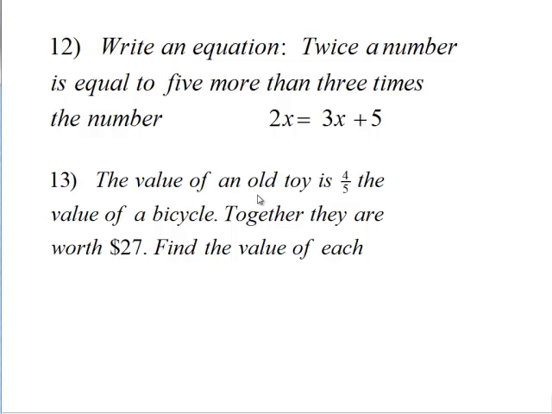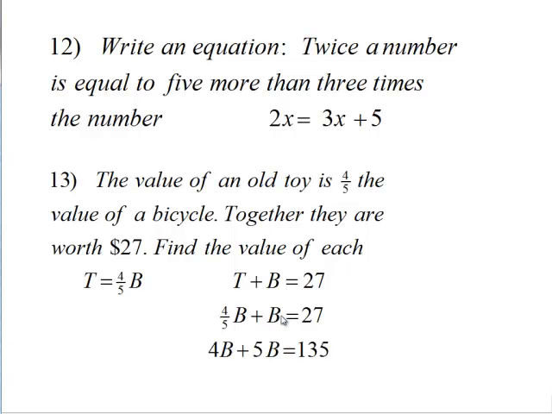Now the value of an old toy is 4/5 the value of a bicycle. So I just write down toy, call it T, 4/5 of a bicycle. Together, so toy plus the bicycle is 27. Now I can't solve that, so I change my T to 4/5 B. So I have 4/5 B plus B is 27. Now I have a fraction, so I multiply this by 5, gives me 4b. Multiply that by 5, gives me 5b. Multiply 27 times 5, it's 135. Combine these, gives you 9b.